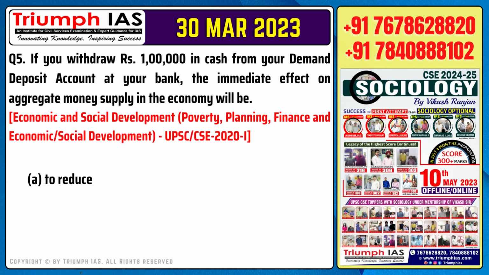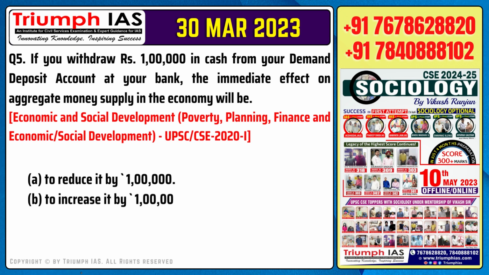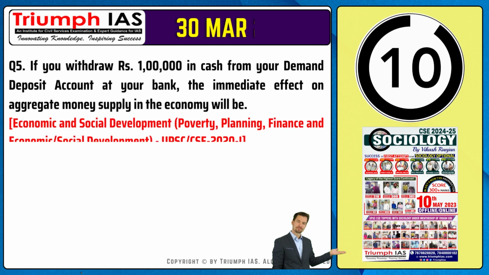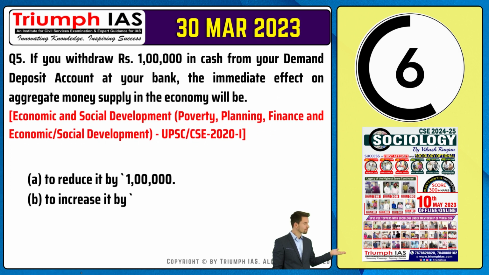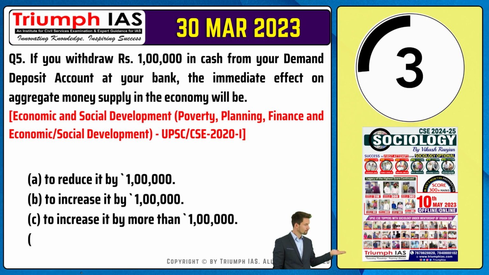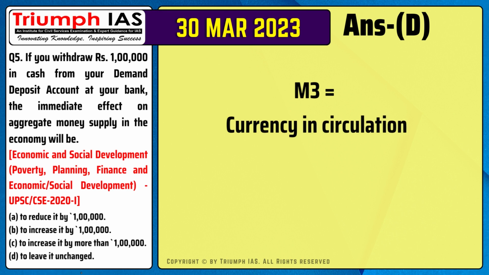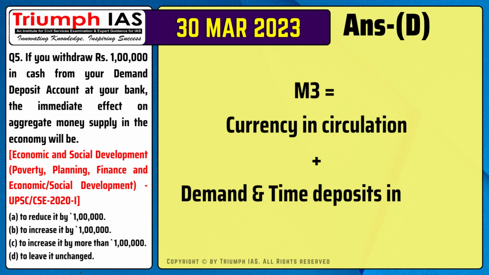Question number 5. If you withdraw 1 lakh rupees in cash from your demand deposit account at your bank, the immediate effect on aggregate money supply in the economy will be: Option 1. To reduce it by 1 lakh. Option 2. To increase it by 1 lakh. Option 3. To increase it by more than 1 lakh. Option 4. To leave it unchanged. The correct answer is option D. M3 is equal to currency in circulation plus demand and time deposits in bank.